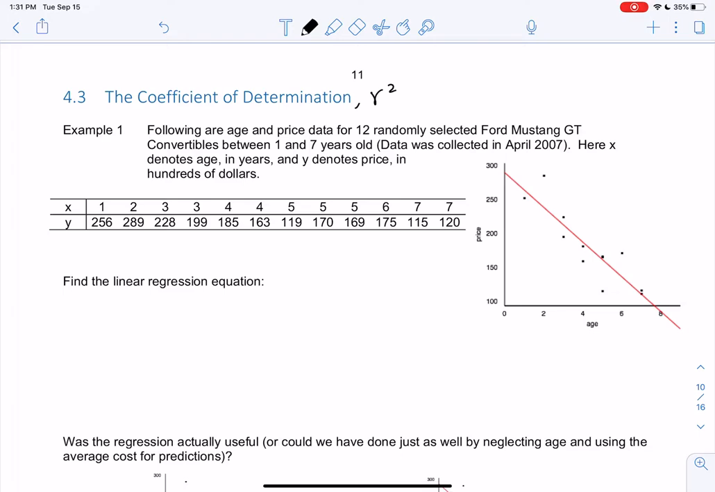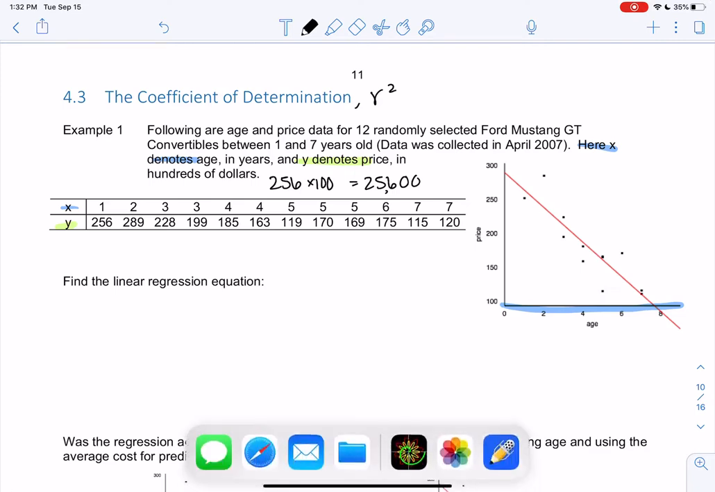So let's look at Ford Mustangs. We have 12 of them. We have their age as my x value, so that'll be horizontal. And then we have the price as the y value in hundreds of dollars. So hundreds of dollars means 256 times 100, which is actually 25,600. So let's go ahead and do regression, and then we're going to figure out some new stuff.